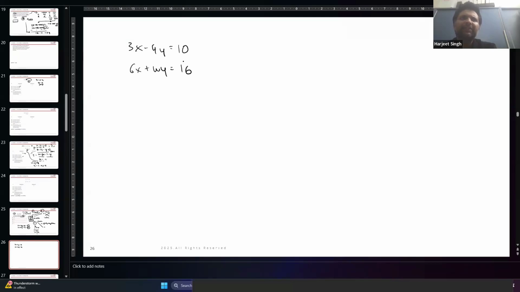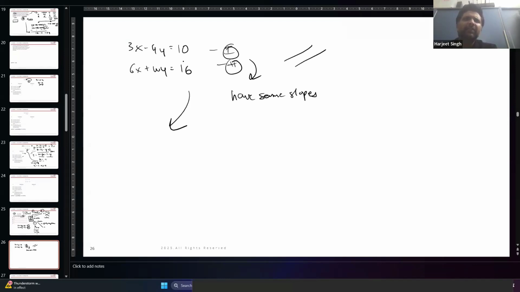So how will we set this up? Now, equation 1 and 2 are parallel lines and hence have same slopes. Two ways of solving this. So we know that ax plus by equal to c. So what is the slope of this line?